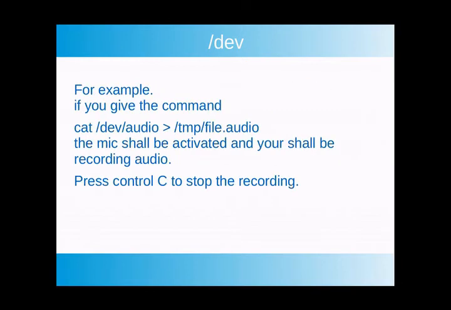For example, if you give cat /dev/audio as a command and you use this greater than sign, that means put whatever comes out of reading that dev audio file into /tmp/file.audio. There's another directory called tmp which you can use for making files. This is a temporary directory. So you shall be actually reading dev audio, and whatever comes out of the file goes into this file in the tmp directory named file.audio.